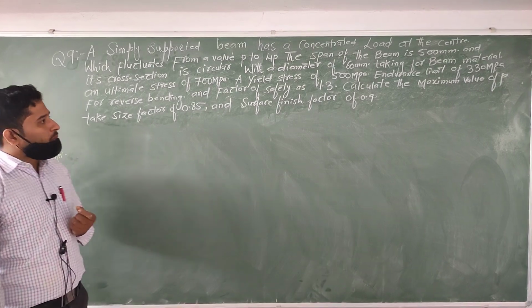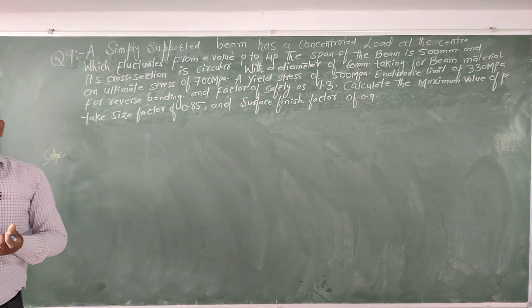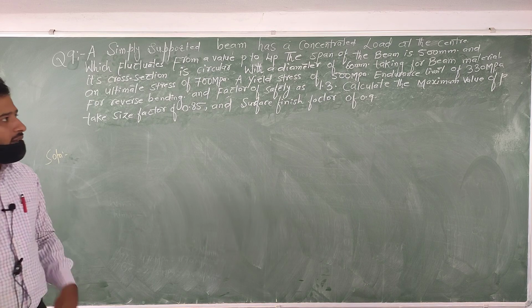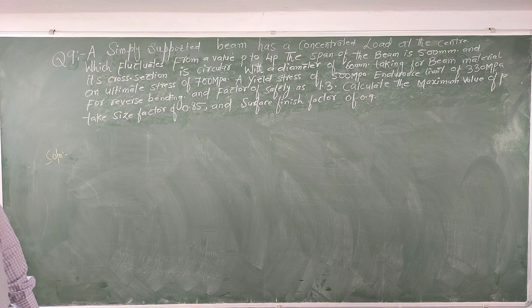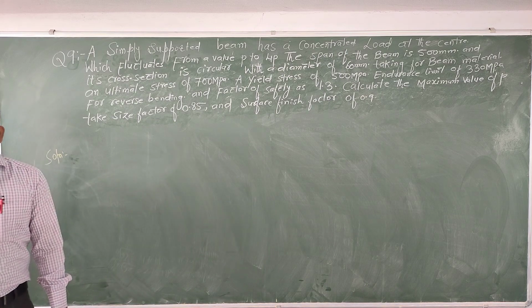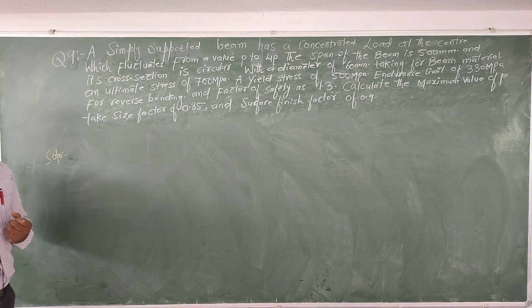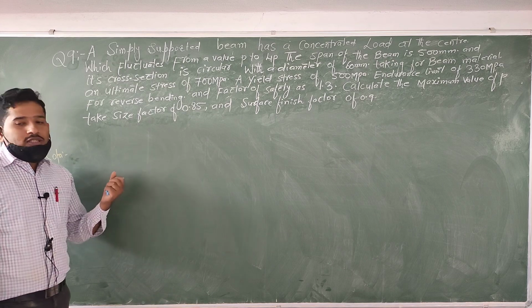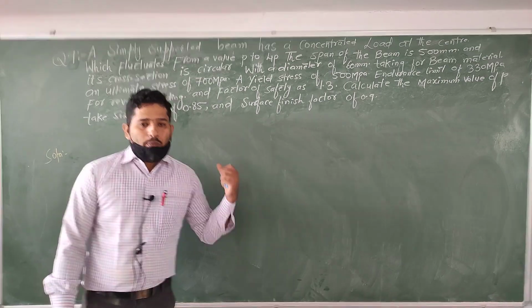Taking the beam material, the ultimate strength of this material is given as 700 megapascal, the yield stress of this material is given as 500 megapascal, and the endurance limit of the material is given as 330 megapascal for the reverse bending, and the factor of safety as 1.3. Calculate the maximum value of P. Take size factor as 0.85 and surface finishing factor as 0.9.